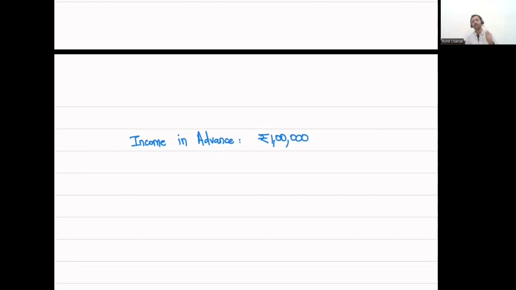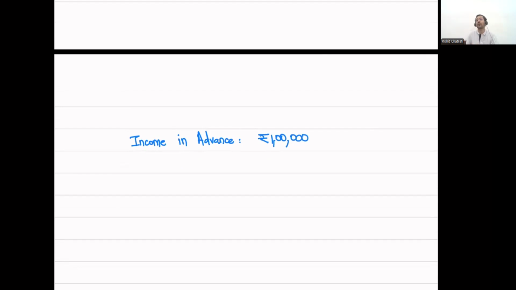It would be cash account debit to deferred revenue, and that deferred revenue is going to sit as a liability on my balance sheet. Now, let us say this 1 lakh rupees that I've collected in the form of cash is taxed on cash basis.